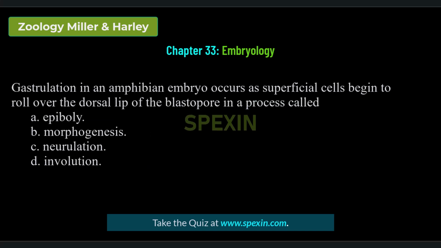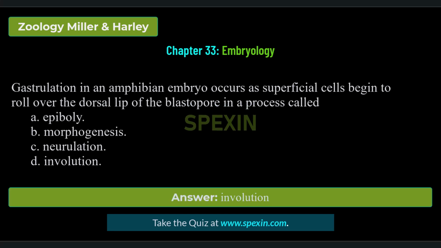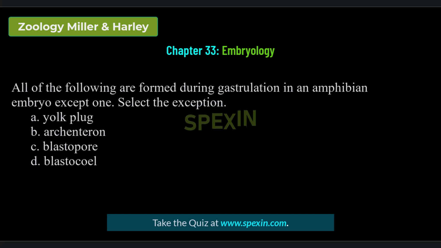Gastrulation in an amphibian embryo occurs as superficial cells begin to roll over the dorsal lip of the blastopore in a process called: A. Pibili, B. Morphogenesis, C. Neurulation, D. Involution. Correct answer: involution.